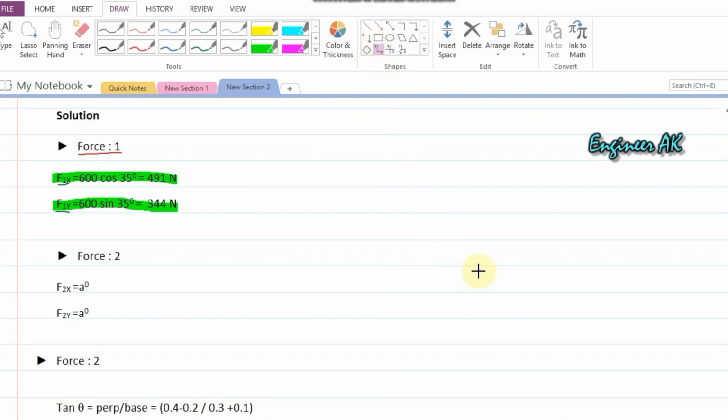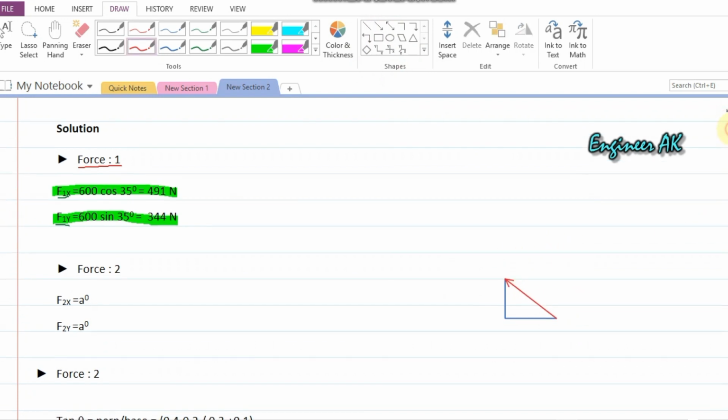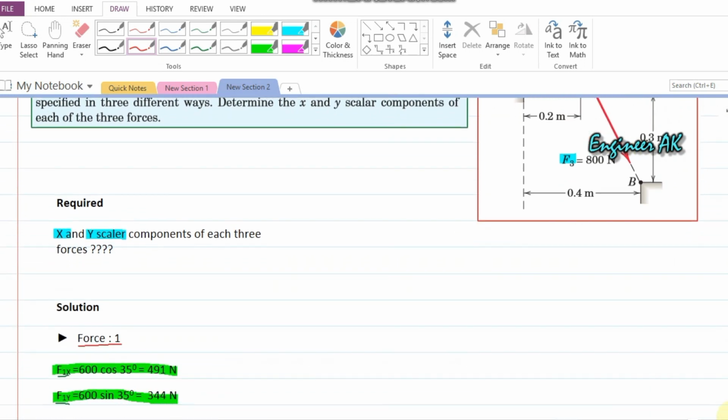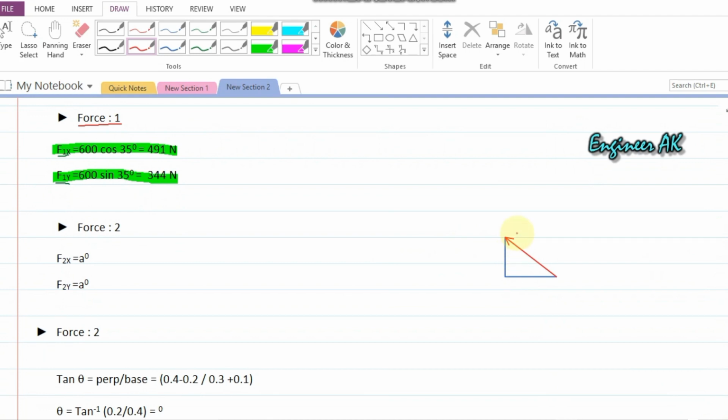If I draw here, the components were something like that. And this was, I think, 500 Newton.